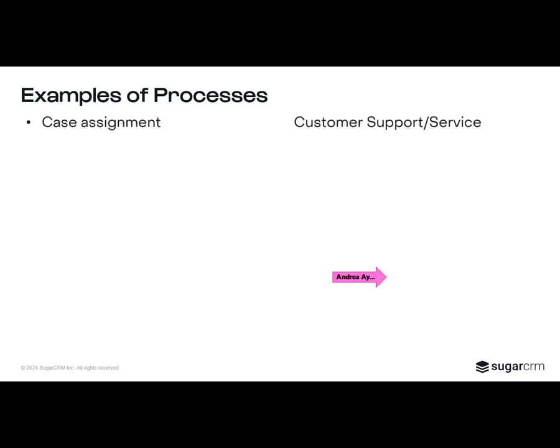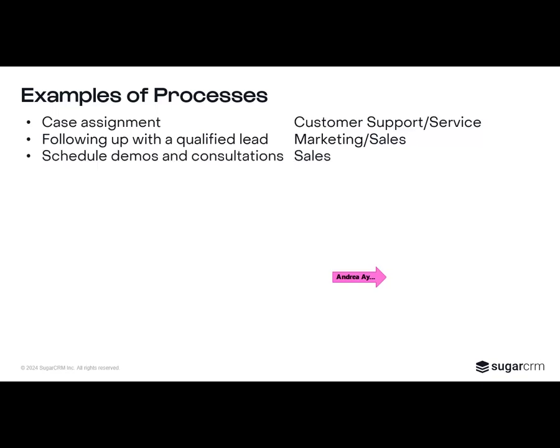So for example, the customer support team or service team can use SugarBPM to assign cases, follow up with qualified leads. And sometimes that's the sales team, sometimes that's the marketing, depends on the organization. Most of the time it's sales, but I have worked with organizations that marketing did that kind of action, but this can be done for them in the system.